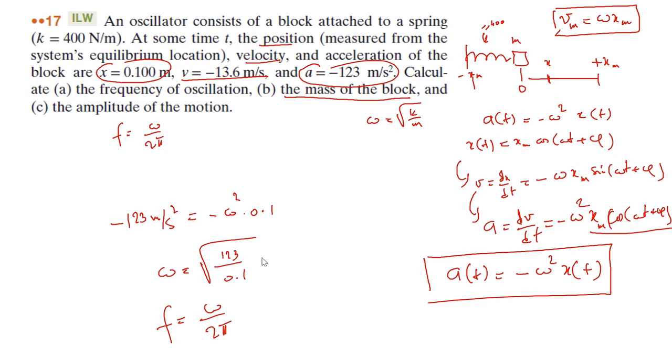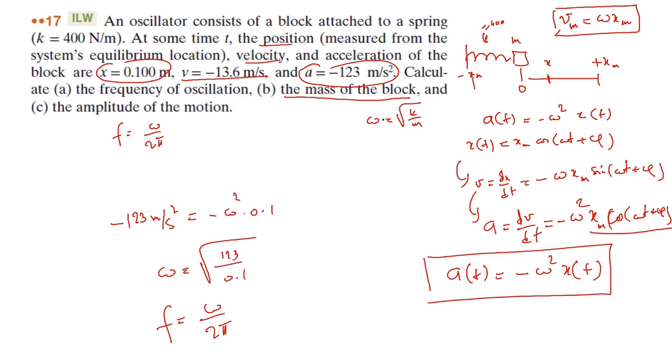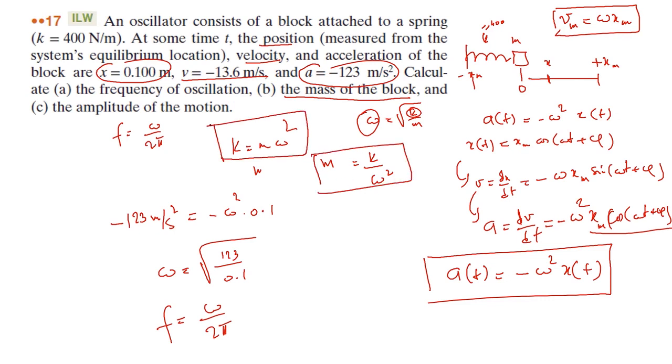Now, second question, find the mass of the block. Easy. Now I have omega, I know k, so the mass is known. You know that k is m omega square, so mass is just k divided by omega square. So write down this. For a block attached to a spring, omega is the square root of k divided by m. So three ways, this is exactly the same. So I know k, 400, I know omega from the previous question, I can get the mass of the block.